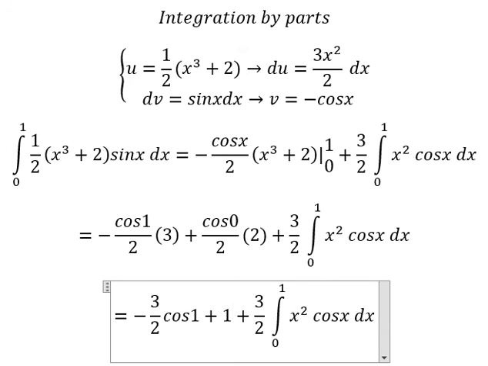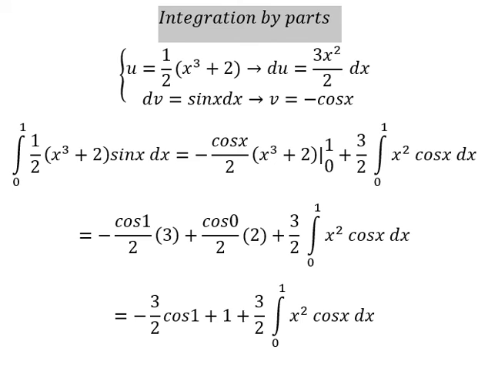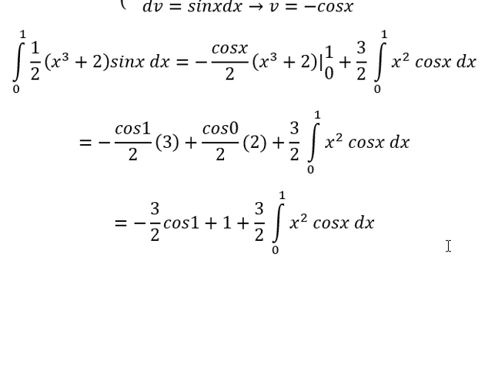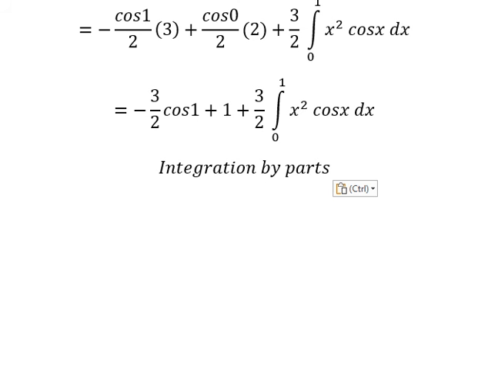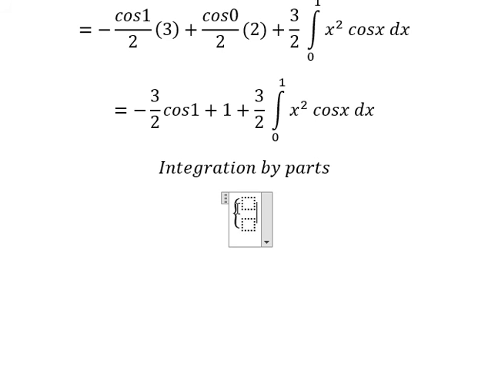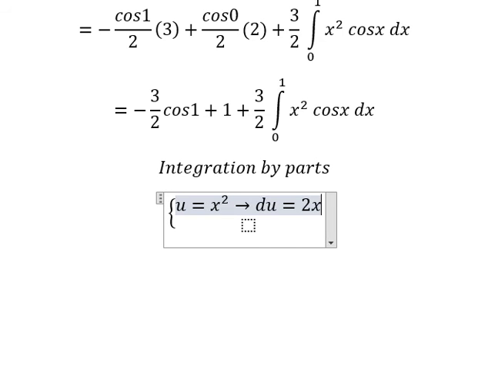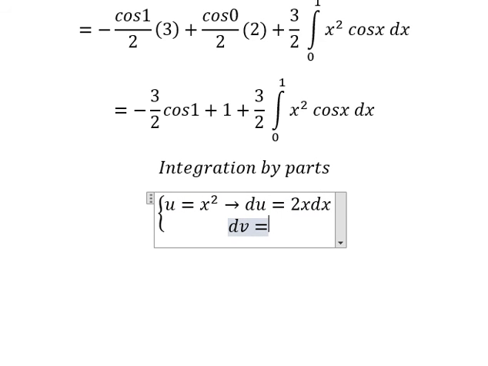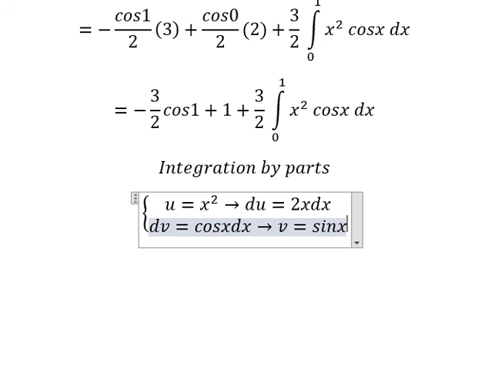Next, we can use integration by parts again. Now, we can use u equals s squared. Later, we do first the derivative for both sides, and we have 2s ds. dv, we have cosine s ds. The integration of this one, we have sine s.